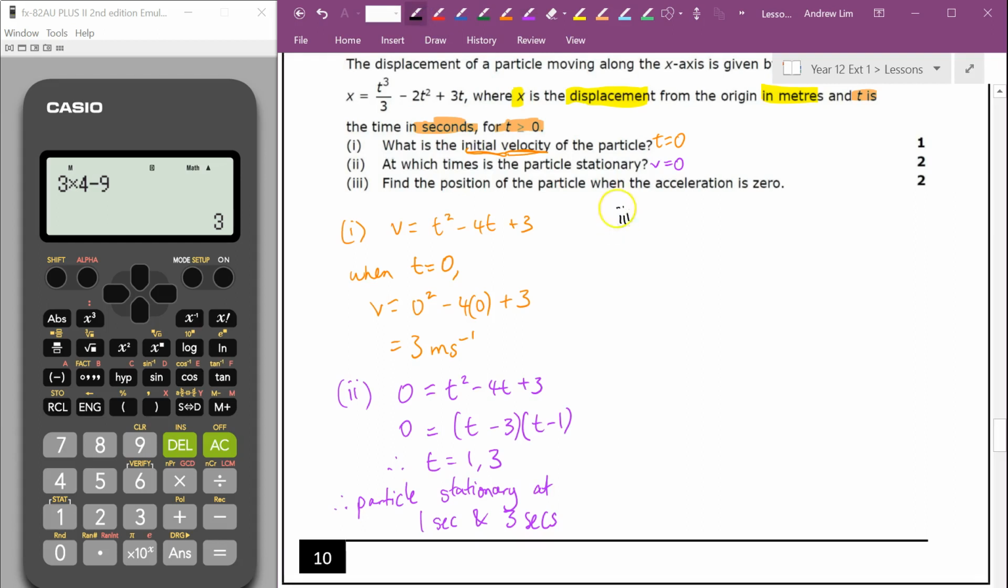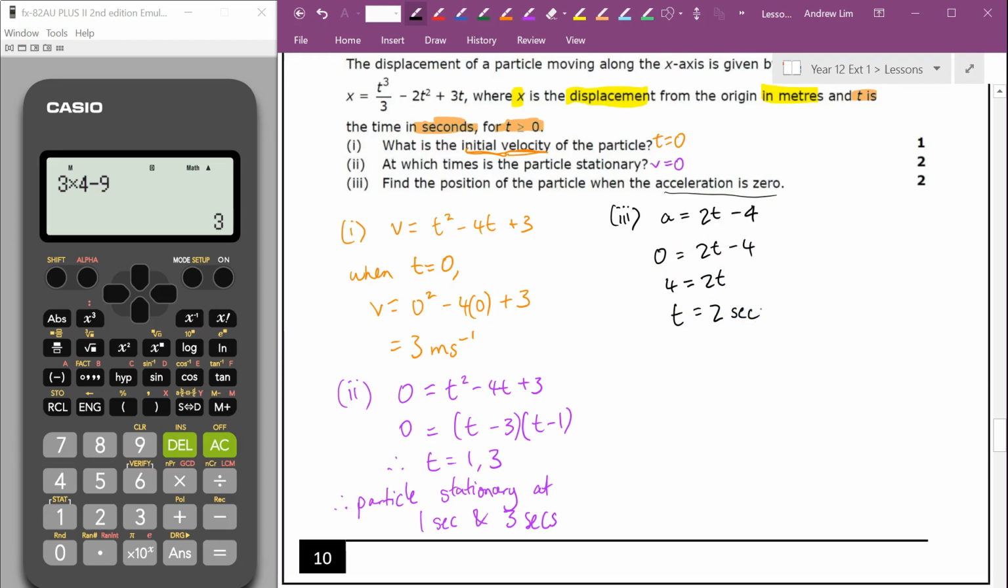Alright, and part 3. Find the position of the particle when the acceleration is 0. So we need to work out acceleration. That means we need to differentiate velocity this time. So acceleration will equal 2t minus 4. Okay, so we're differentiating this with respect to time. So when the acceleration is 0, we can see here that t is equal to 2.